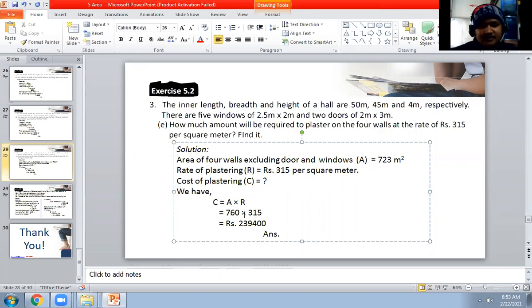Now here also, while using the formula, cost of plastering is equal to area into rate, 723 into 315. Multiply these two values and tell the answer to me.